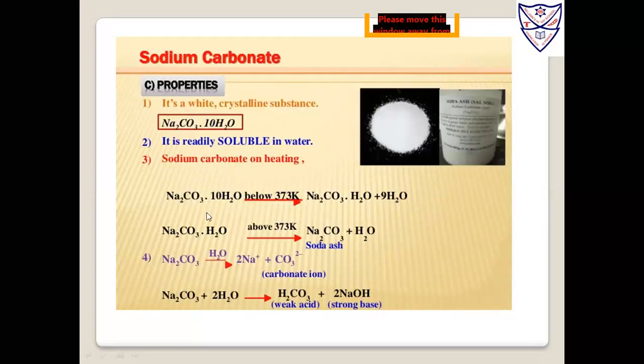Sodium carbonate on heating gives Na2CO3·H2O, where 9 molecules of water are liberated. Again, Na2CO3·H2O above 373 Kelvin loses its water. So it is soda ash. Na2CO3 on reacting with water gives sodium ion plus carbonate ion. Na2CO3 plus 2H2O gives a weak acid, H2CO3, plus a strong base, NaOH.